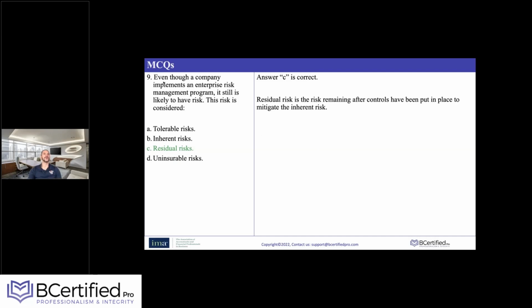Okay. So even though a company implements an enterprise risk management program, it still is likely to have risk. The risk is considered residual. Residual means remaining risk, risk after implementing internal controls. So the natural risk without any internal controls, without any interference, without any mitigation strategies is known as inherent risk. Once I implement internal controls, any risk that bypasses the internal controls is known as residual risk.